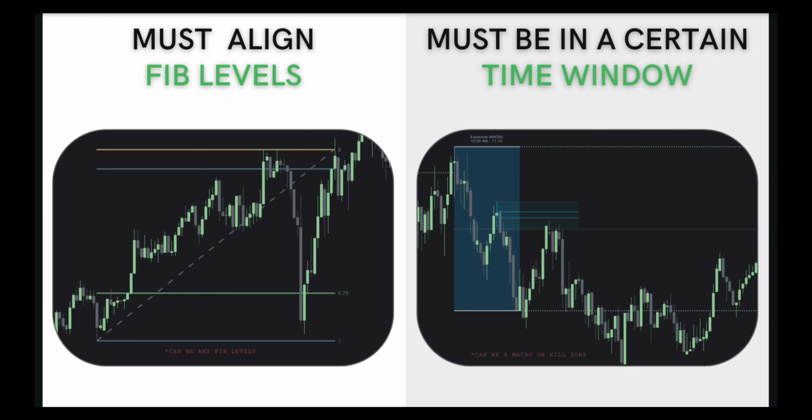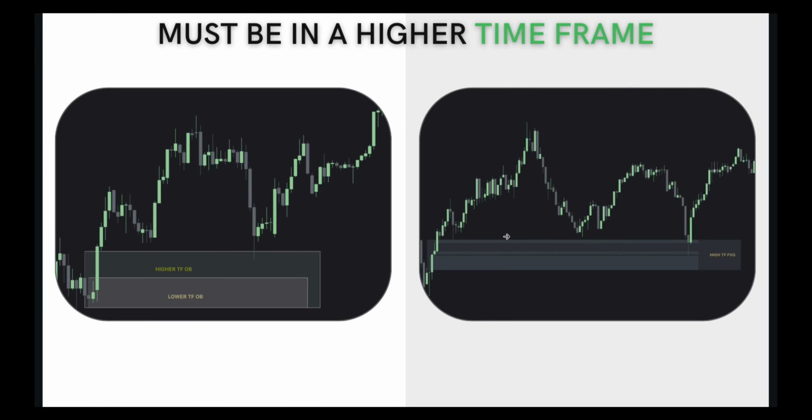But yeah guys, it doesn't have to be macros specifically. It can also be kill zones. Now for my last few little examples here, it's also good to have higher time frame order blocks. So let's say on the lower time frame you have a small little order block, but you go up to a higher time frame, you realize that with these two combined, that'll make an even bigger order block.